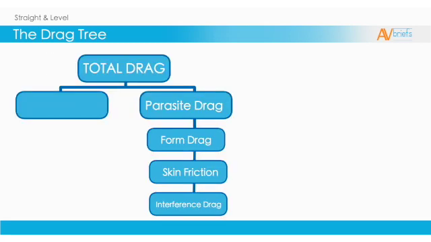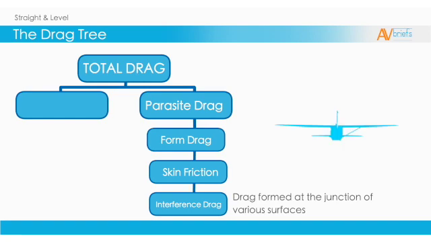Under the heading of parasite drag is also interference drag. This is drag formed at the junction of various surfaces. This occurs anywhere there are sharp angles joining. The air is forced into the angle, where it mixes with air coming from the other side of the angle. When they mix, they create a swirling and turbulence. This also creates drag.